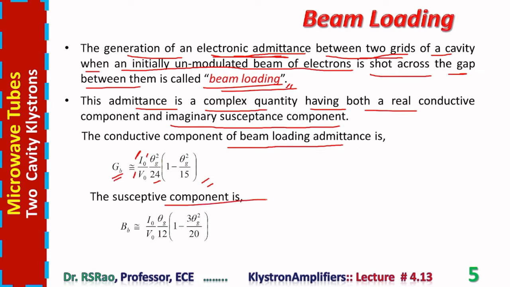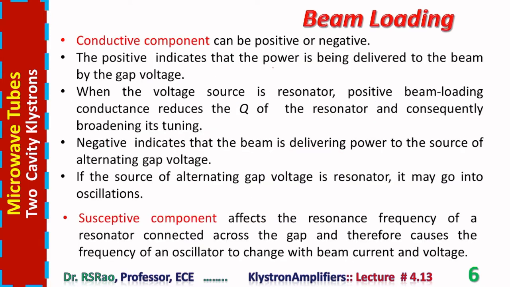The susceptive component can be found equal to I naught by V naught, theta g by 12, times 1 minus 3 theta g square by 20. The symbol for this susceptive component is BB. Now, some more points regarding beam loading.